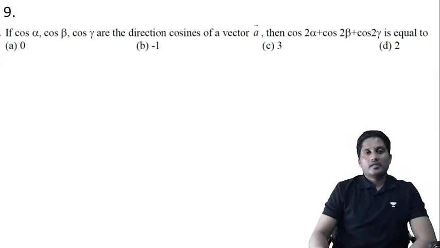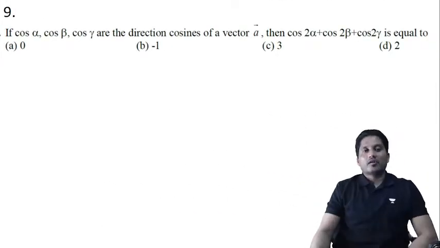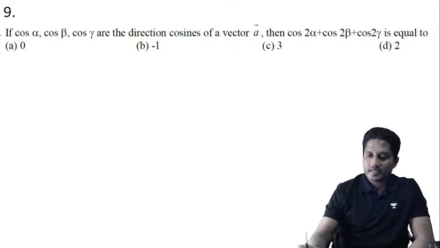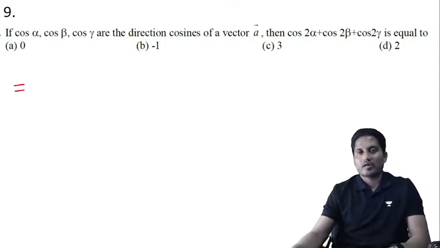Question number 9. If cos alpha, cos beta, cos gamma are the direction cosines of vector A, then what is cos 2 alpha, cos 2 beta, cos 2 gamma?